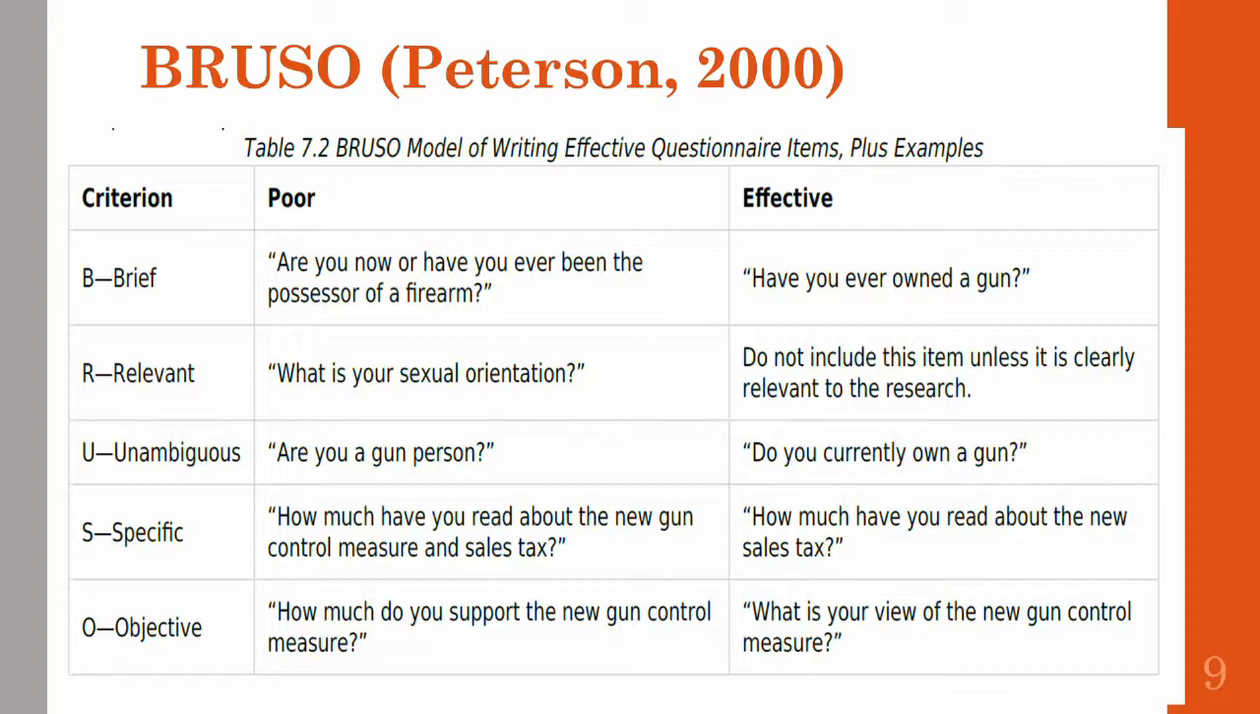The next one down says, how much have you read about the new gun control measure and sales tax? You can see here that this question is really asking about two separate things. So just ask about one of them for one question, like, how much have you read about the new sales tax? And then make your question objective. So instead of saying, how much do you support a new gun control measure? You could say, what is your view, or something like that. That's more objective. So in lieu of a political survey, try and avoid hot button topics to stay on point.